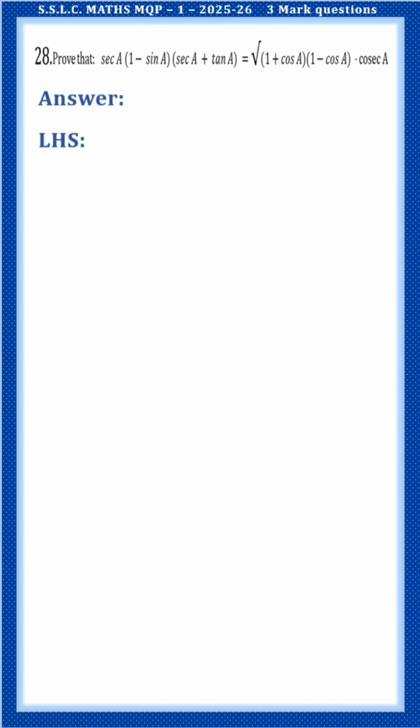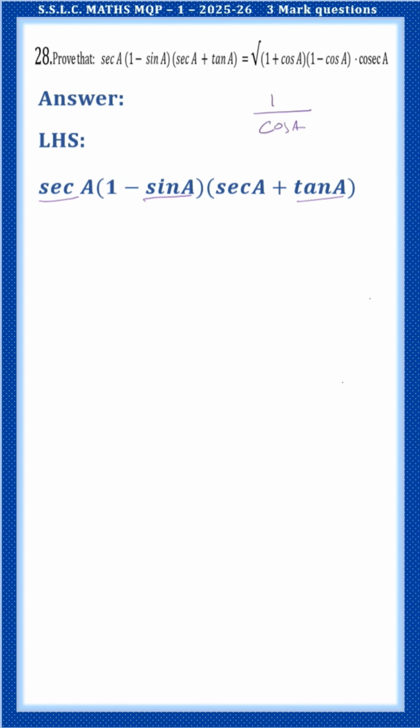Here LHS is equal to secant A into 1 minus sin A into secant A plus tan A. Observe that only this one is in sin A, all others, secant A and tan A, we can convert into sine and cosine ratios. So secant A is equal to 1 by cos A. Here also we can change it. Tan A is equal to sin A by cos A.